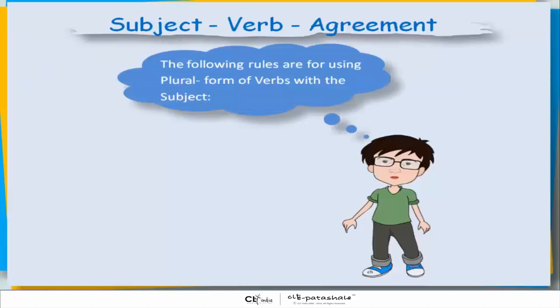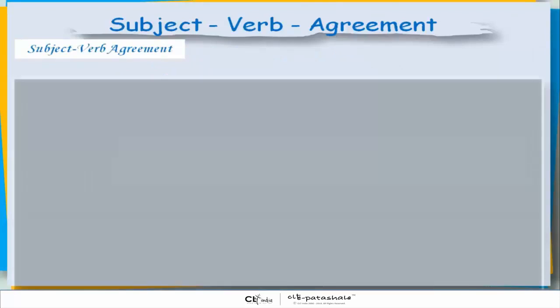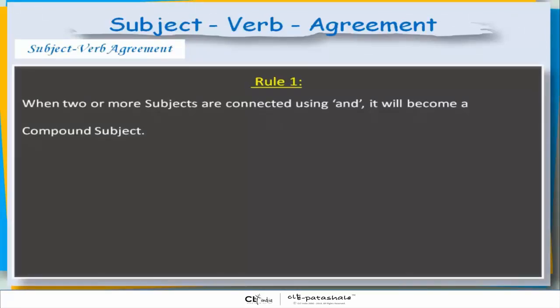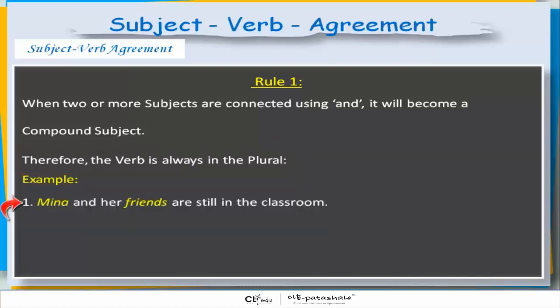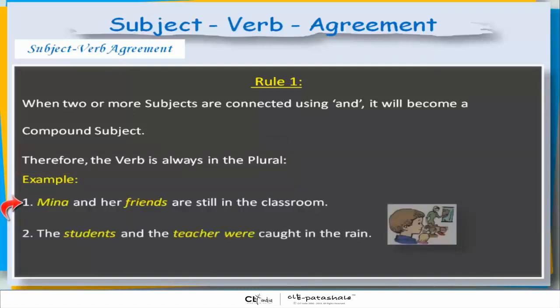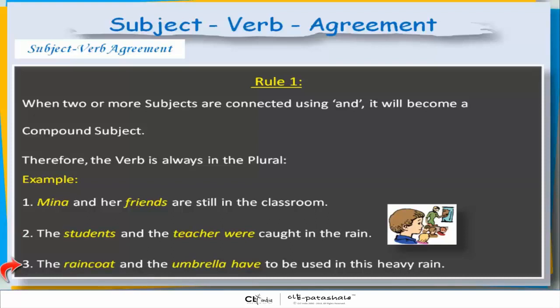The following rules are for using the plural form of verbs with the subject. Rule 1 says, when two or more subjects are connected using and, it becomes a compound subject. Therefore, the verb is always plural. For example, Meena and her friends are still in the classroom. The students and the teacher were caught in the rain. The raincoat and the umbrella have to be used in this heavy rain.